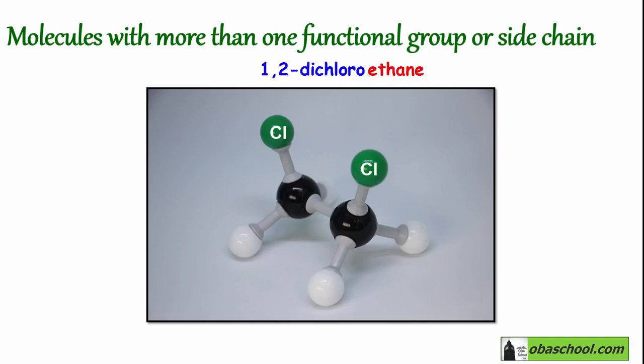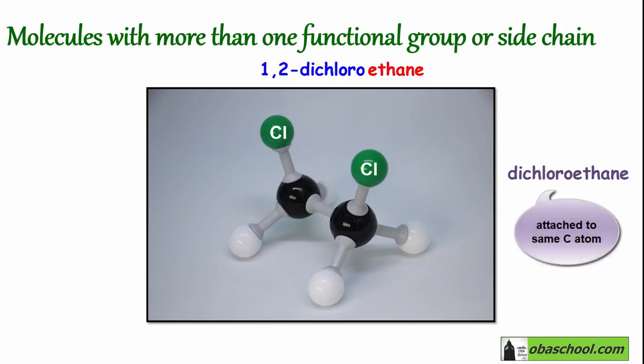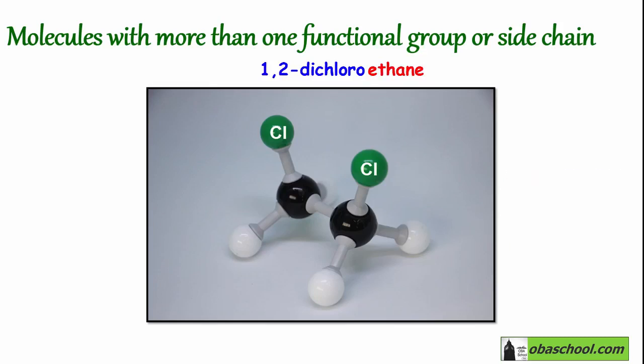And this is why we added the numbers 1 and 2. Because if we didn't write 1, 2, and we wrote, for example, dichloroethane, this means that the 2 chlorine atoms will be attached to the same carbon atom. So always keep in mind that you have to indicate the position of each side chain or each functional group.